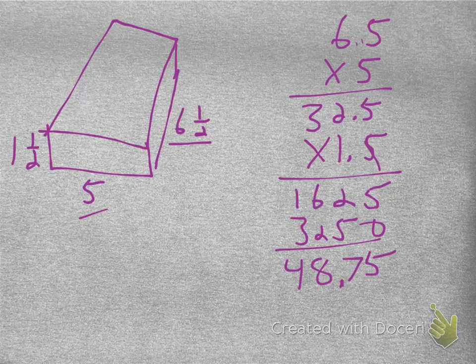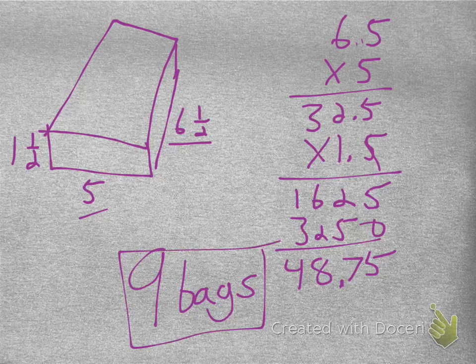Now, if each bag contains 6 cubic feet of sand, how many bags do we need to completely fill it up? 9. A lot of people will put 8 or 8 point something. First off, 8 gives you 48 cubic feet. That's not enough, right? And if you try to put 8.123, you can't go to the store and buy 0.123 bags of anything. You got to buy the whole bag. And so your answer is 9 bags of sand. Any questions as to why it's 9?